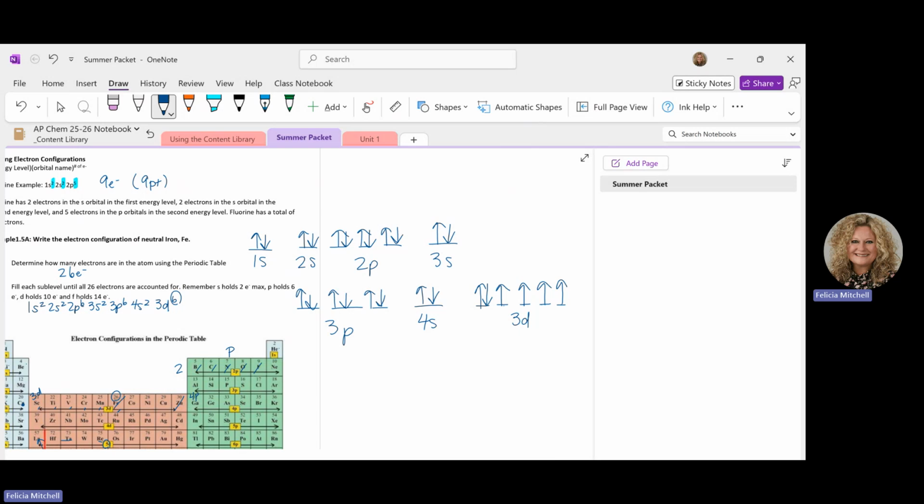What is common is students would do this. 1, 2, 3, 4, 5, 6, and that is wrong. That's not following Hund's rule, which is everybody gets a bus seat before you double somebody up. Okay, those are some messy arrows, but you get it.